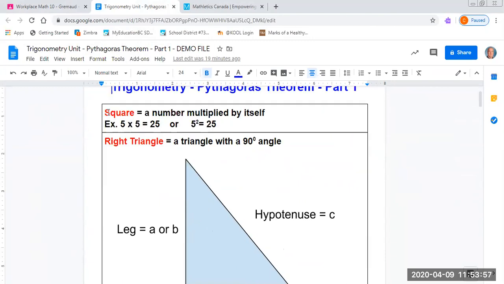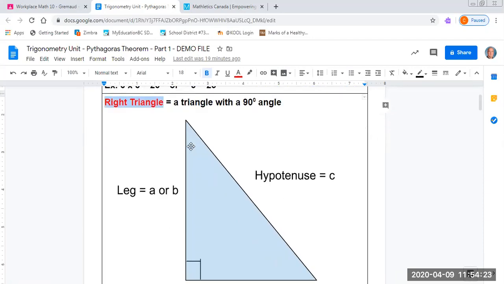One is this concept of square. A reminder that a square is simply, in math, a number that is multiplied by itself. In other words, if I took 5 and multiplied it by itself, it would make 25. Another way of saying this is to use a square sign, this symbol here: 5 squared, which is also equal to 25.